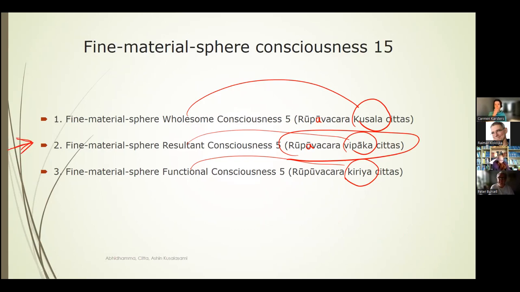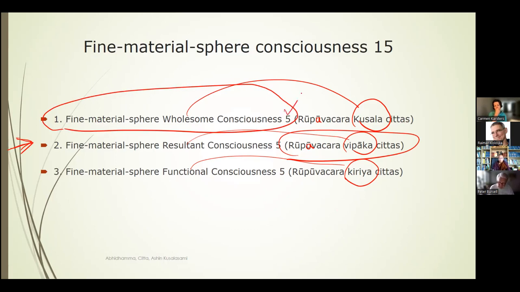But here I want to tell you a little about the five material sphere resultant consciousness. For example, when you are practicing samatha, concentration meditation, and you reach one of these five material sphere wholesome consciousness, then when you are reborn, you will be reborn in the Rupa or Brahma world. And the first consciousness you will have is one of these five. So the function of these five material sphere resultant consciousness is like that.